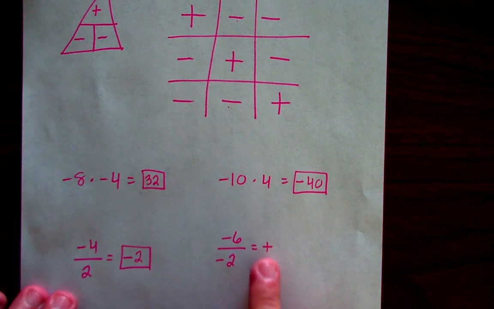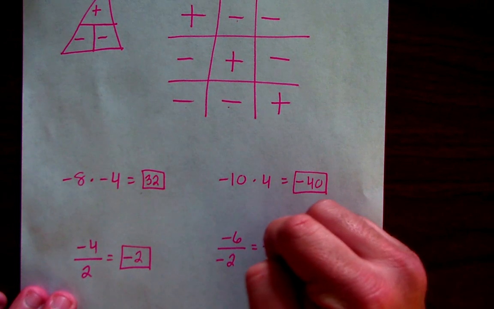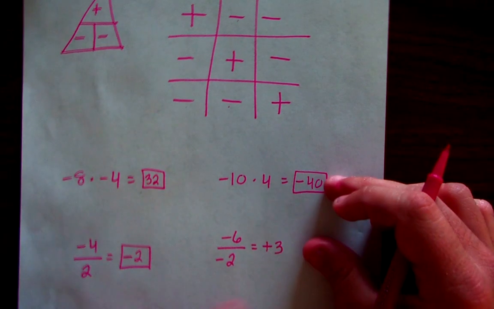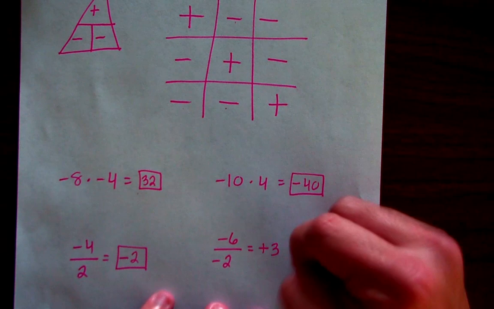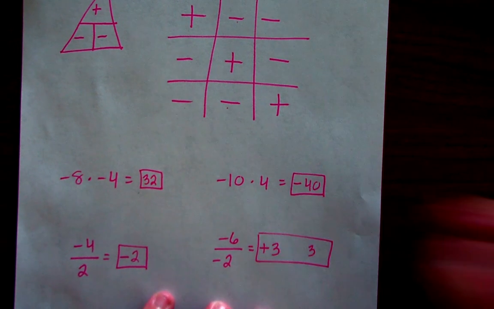Now you don't have to put that positive or plus sign if you don't want to. This is just for me. 6 divided by 2 is 3. So if you want to put a plus 3 or a positive 3 or just a plain 3, those are both good answers.